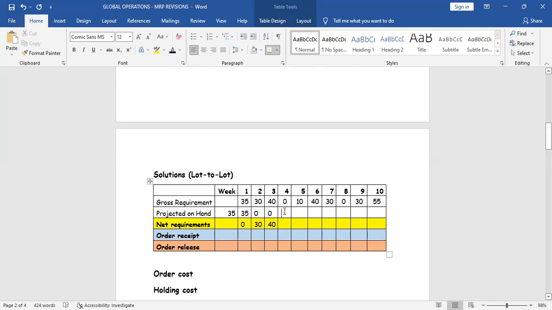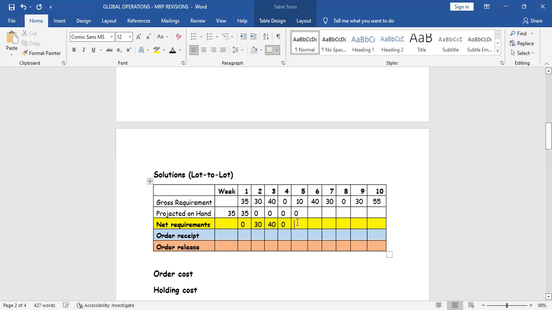Week 4, the gross requirement is 0 and the projected on hand is 0, meaning we do not need to order anything here. So we'll put it like that. The net requirement will be 0. Week 5, the projected on hand is 0 there. We were not given anything.